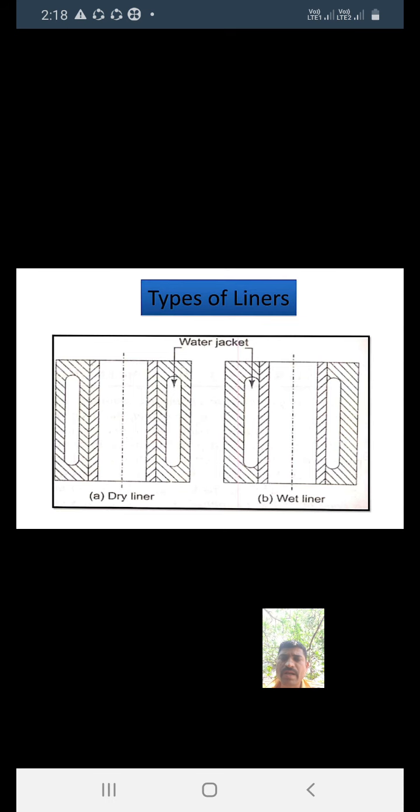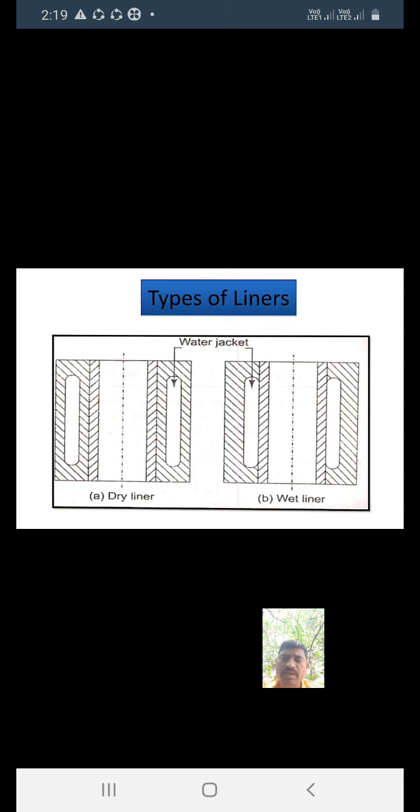What is meant by a wet liner? See in the figure, the water jacket is in direct contact with the outer wall of the liner. As shown in the figure, the wet liner is directly connected to the outer wall of the liner. The water jacket is formed in the space between the liner and cylinder block. In engines having a bore diameter of more than 125 mm, usually the wet liner is used. Wet liner, remember that.